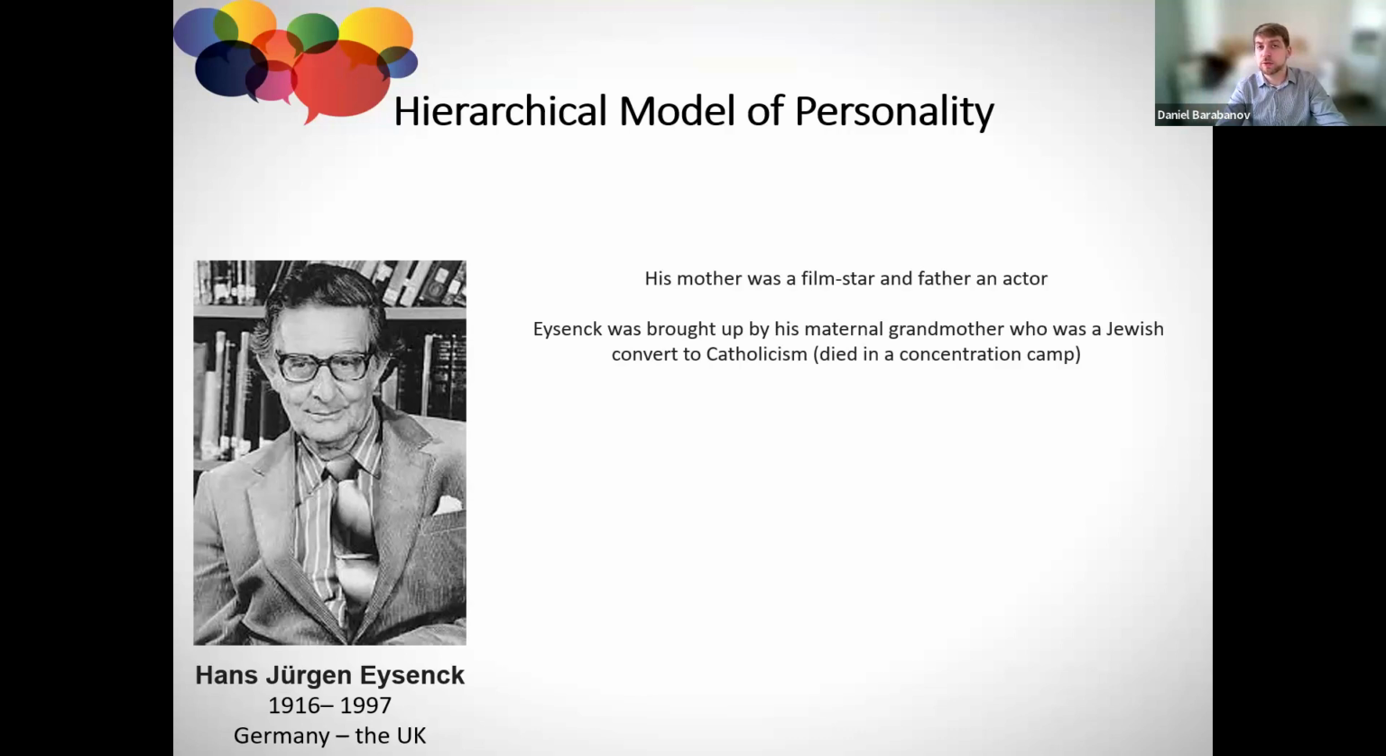And what is unusual about his grandmother is that she had a Jewish ancestry but converted to Catholicism, which is quite rare. Unfortunately, she died in a concentration camp. The problem was that their family lived in Germany in the times when Adolf Hitler came to power. So they were forced to emigrate to England in the 1930s. I remind you that Hitler usurped the power in Germany in 1933, when Hans Eysenck was 17 years old.